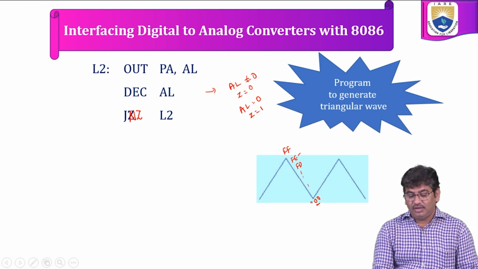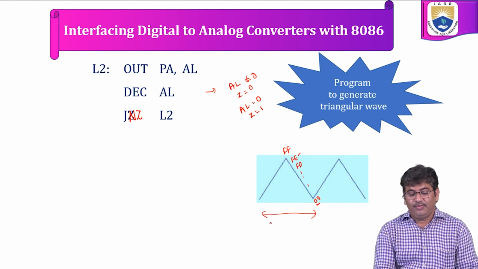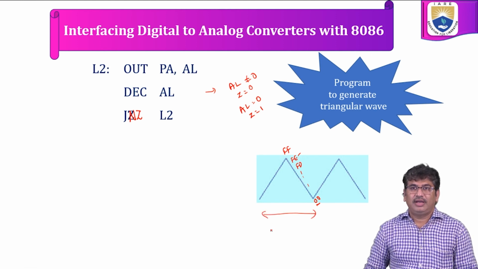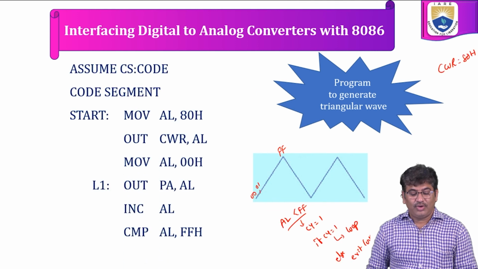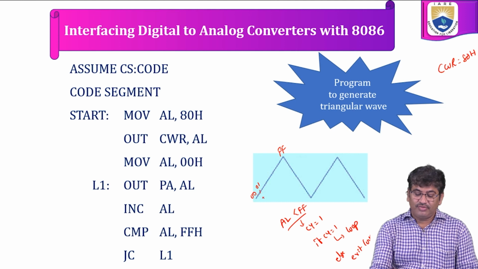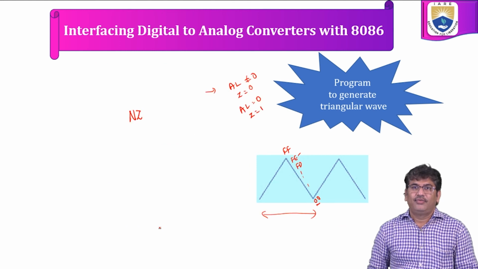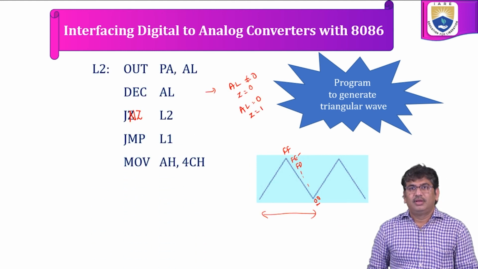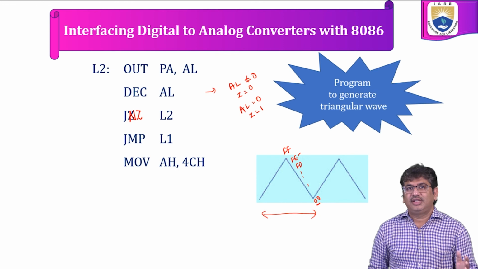This will be repeated until FF to 00 is generated. Till this point, you are going to get one waveform. If I want it repeatedly, then we go for label 1, which is used for generation of the waveform from 00 to FF again. So again we are rewriting this. This will be executed repeatedly for generation of a sequence of a sawtooth waveform.